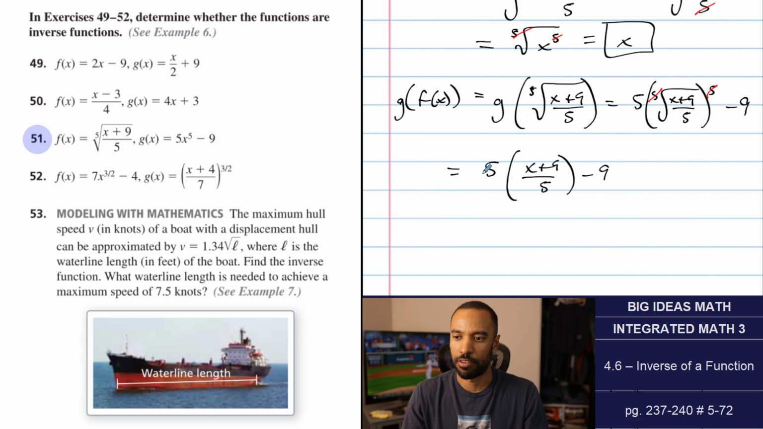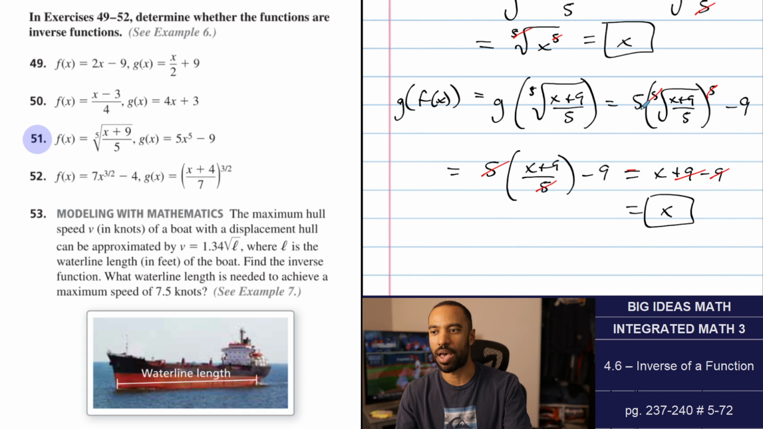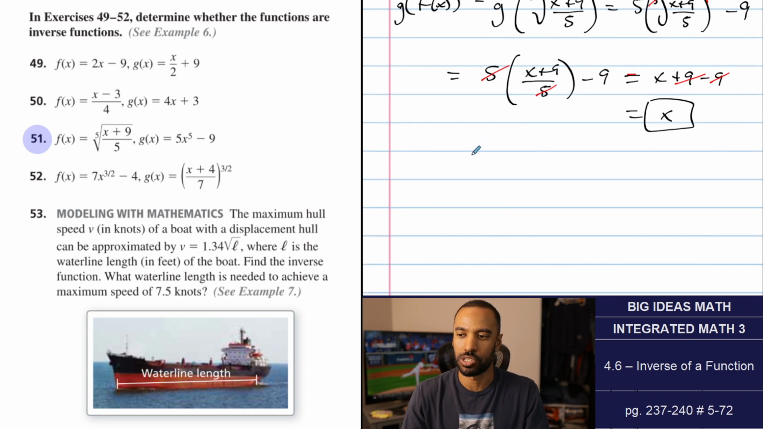The 5 divided by 5 can become 1, and that becomes x plus 9 minus 9. 9 minus 9 is 0, and you're left with x. So in both sets of them, you get x back out on both. Therefore, these are indeed inverses.